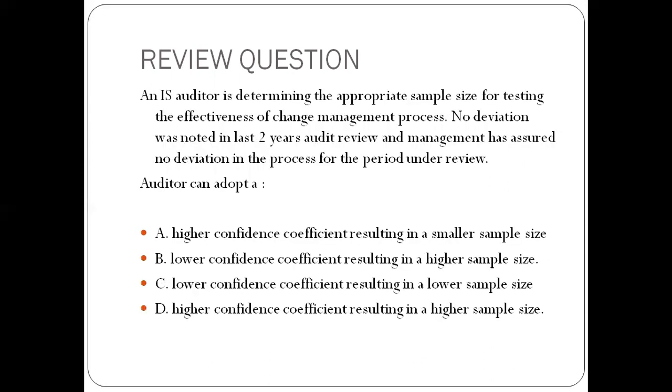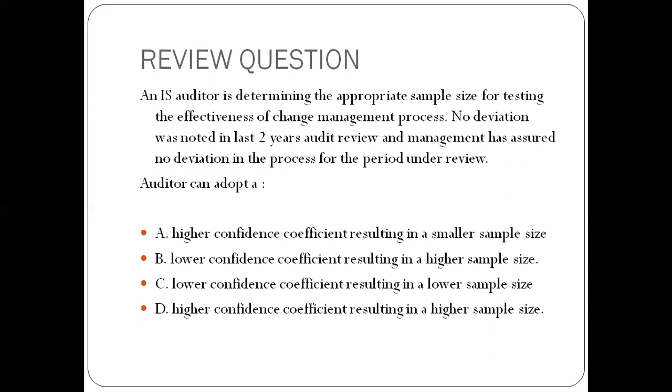I like this question. An IS auditor is determining the appropriate sample size for testing the effectiveness of the change management process. No deviation was noted in the last 2 years' audit review, and management has assured no deviation in the process for the period under review. Auditor can adopt a dash: A, higher confidence coefficient resulting in a smaller sample size. B, lower confidence coefficient resulting in higher sample size. C, lower confidence coefficient resulting in lower sample size. D, higher confidence coefficient resulting in a higher sample size.